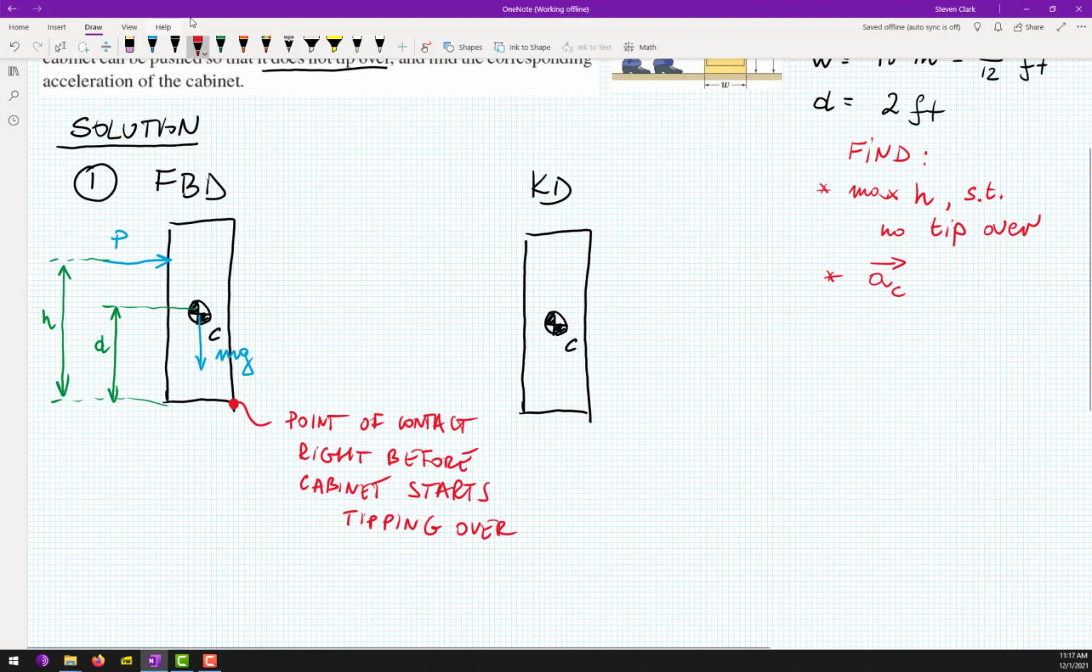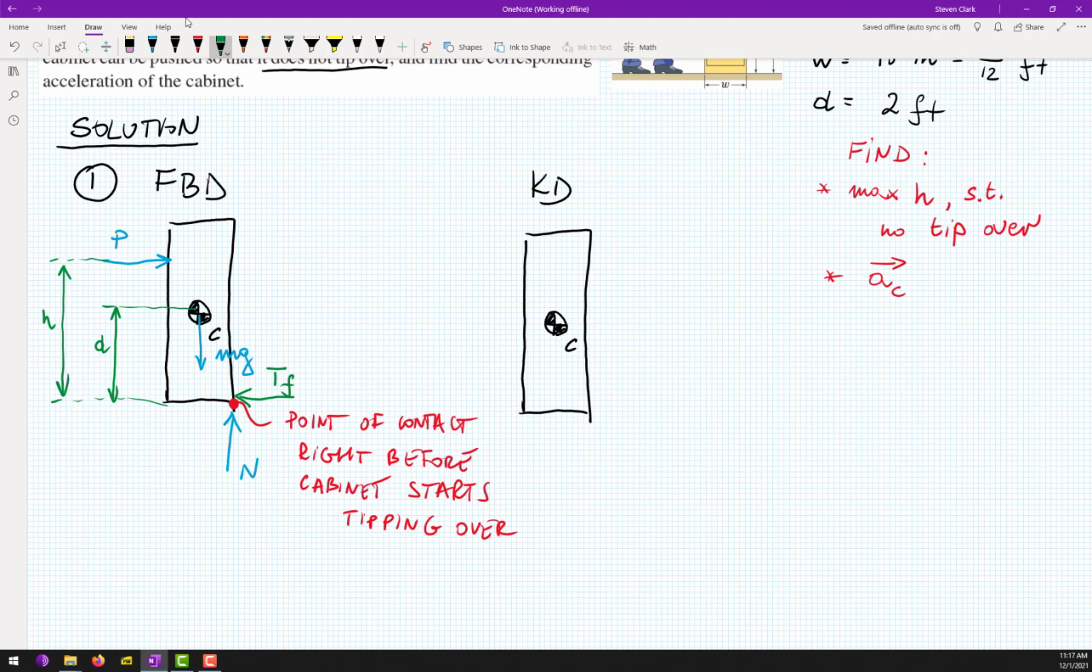Great. So we basically have a normal force acting here, so it will be N. And also we have friction acting this way at this point. Okay, we are done with forces.